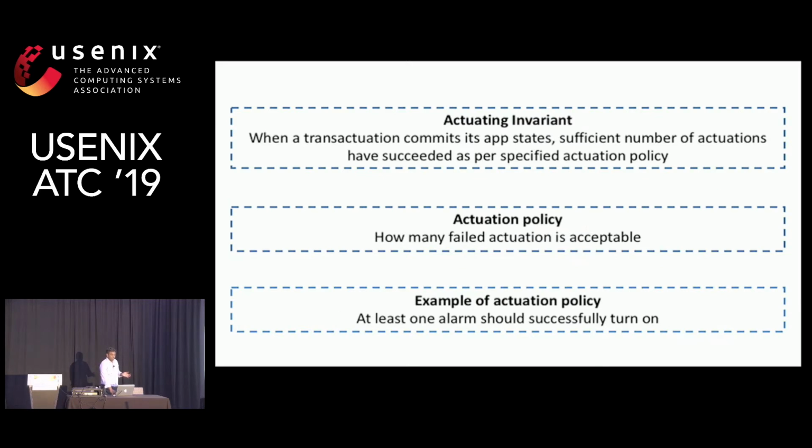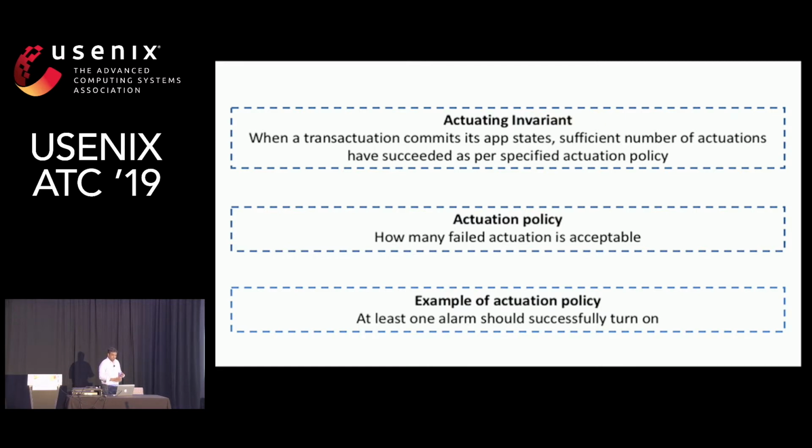Let us look at the actuating invariant. The actuating invariant guarantees that a transactuation commits its application states if a sufficient number of actuations have gone through as per the developer specified policy, and the actuation policy would have a parameter for how many failed actuations the application can tolerate for it to commit the application states. An example of an actuation policy would be to commit the application states only if one alarm has been successfully executed.